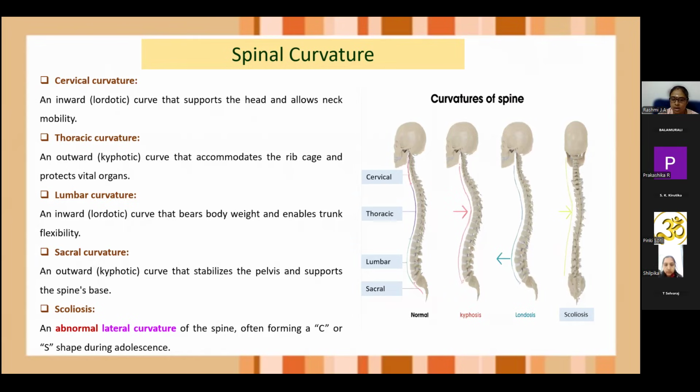Okay. Now there is an abnormal C-shaped or S-shaped curve which is on the lateral side, which becomes the abnormal thing. Okay, that is called scoliosis, and this is abnormal and it happens in adolescence when the child is growing. During the adolescent stage, this will come for certain kids, and that has to be rectified immediately. Otherwise, the whole stability of the body will be hampered.